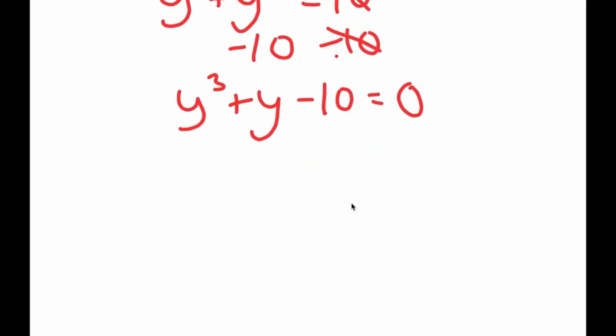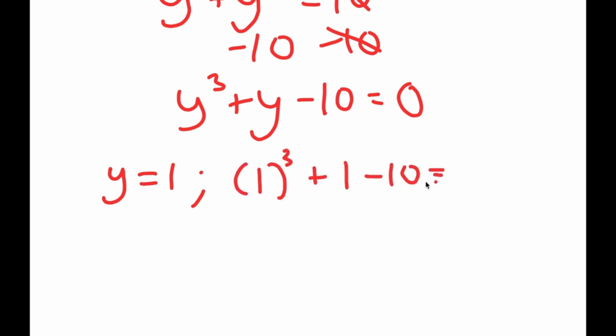Now, to actually solve this equation, we need to first start by finding one solution and then use that one solution to find the rest of the remaining solutions. And to find that first solution, what we actually have to do is just plug in values and see if they're right. So I'm going to first start with y equals 1. If y equals 1, I get 1 to the power of 3 plus 1 minus 10, and this is equal to 2 minus 10, which is equal to negative 8, which is wrong.